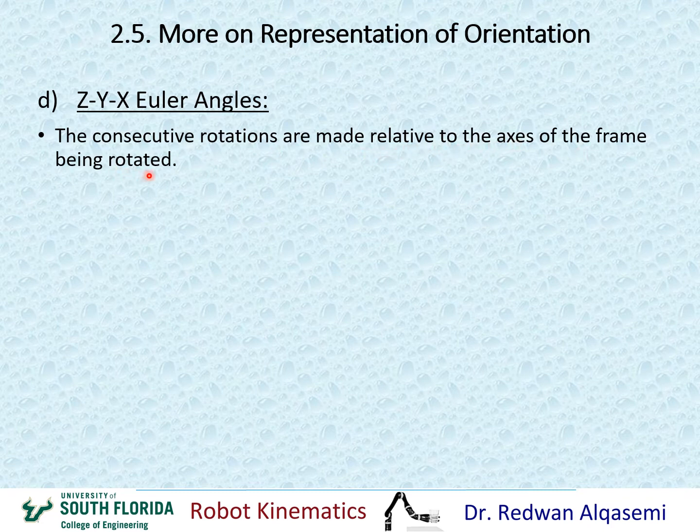If you recall, with the XYZ fixed angles, we were always rotating about the original frame, the fixed frame. In the case of Euler angles, what we're covering here, we are always rotating about the new frame. Every time we rotate the frame, the next rotation would be about the axes of the new frame, and then again, the next rotation would be about an axis of the new frame. That's the big difference between Euler angle rotations and fixed angle rotations.